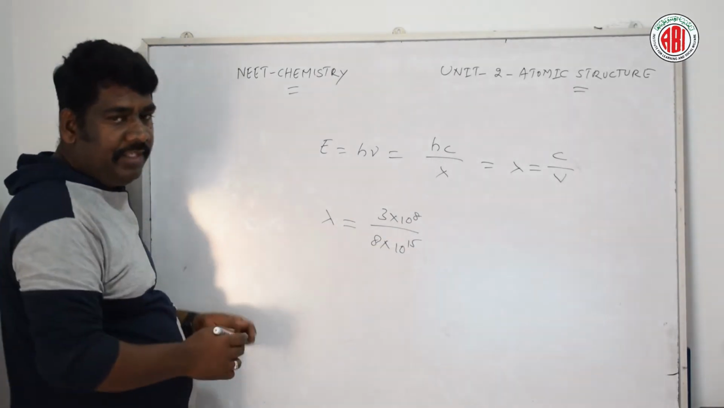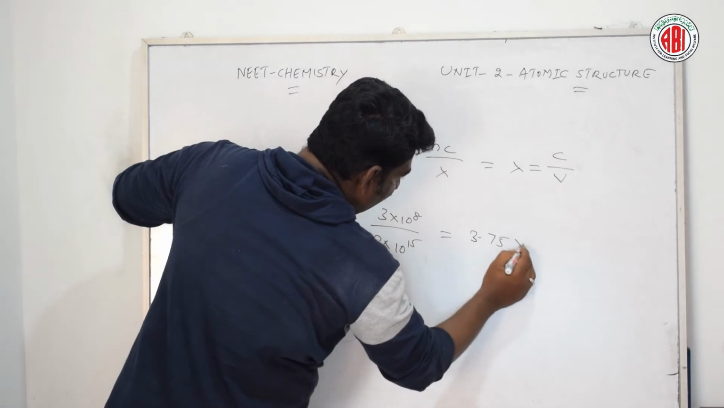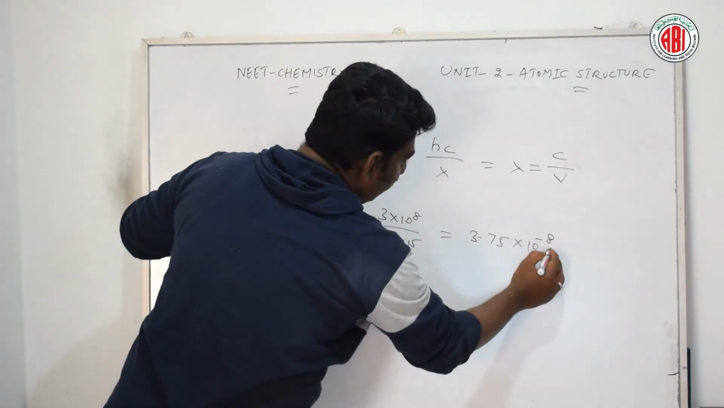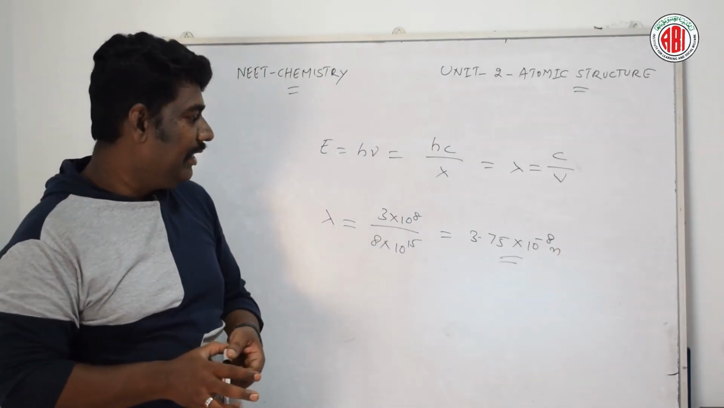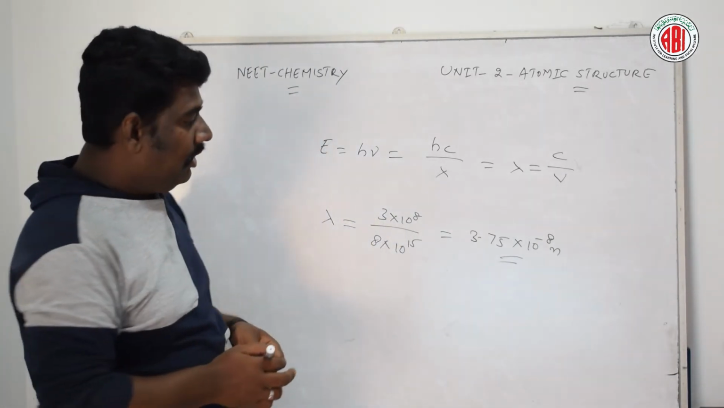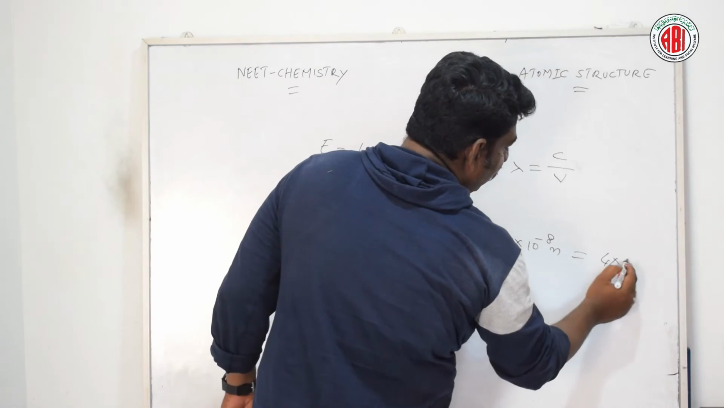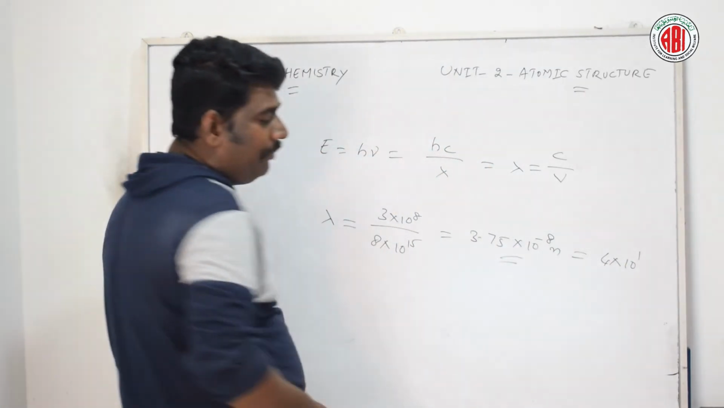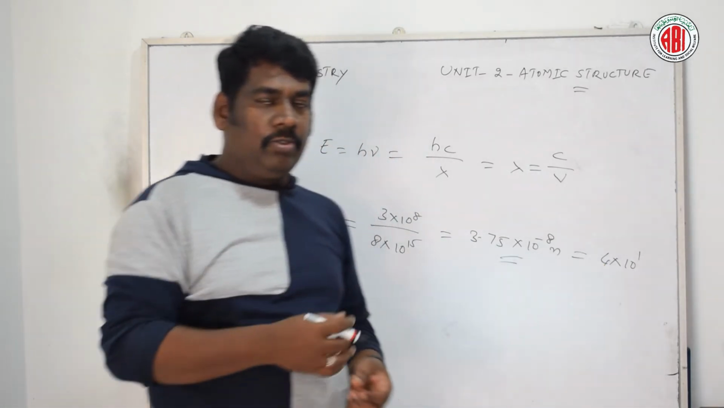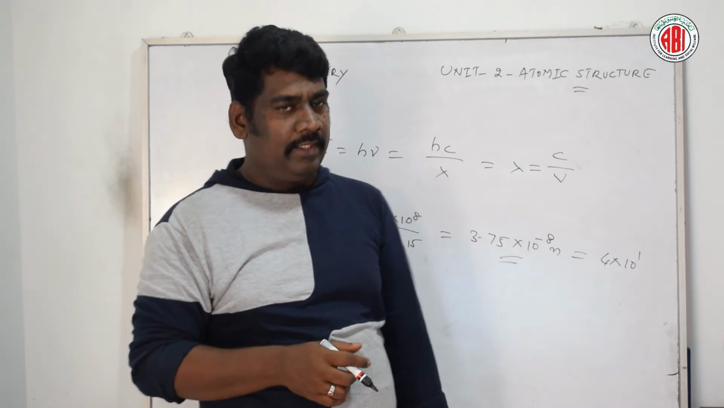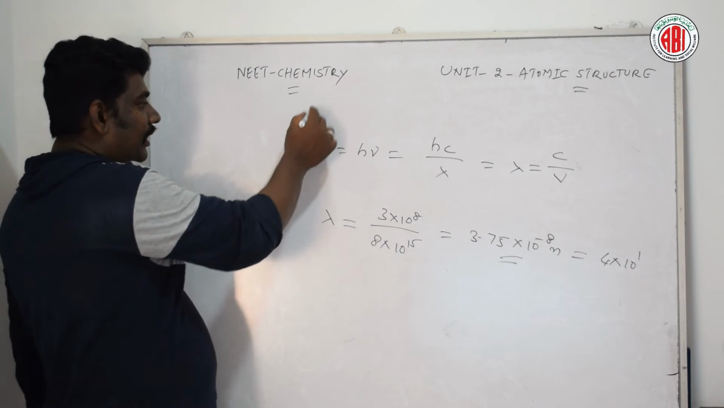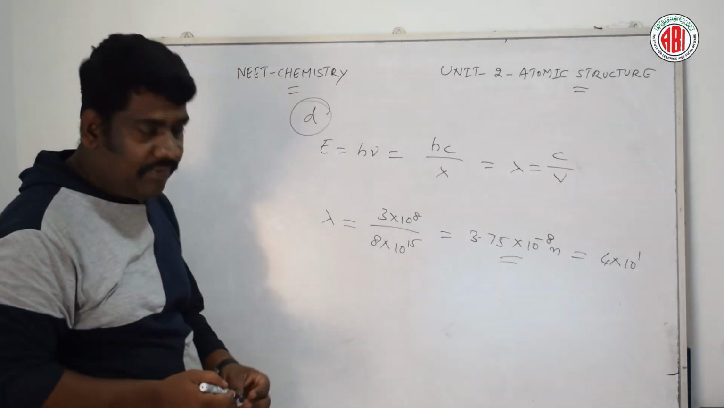Simplifying this, we get 3.75 into 10 to the power of minus 8 meter. In nanometer, this lambda value is closest to 4 into 10 to the power of 1 nanometer, since a nanometer is 10 to the power of minus 9 meter. So by this way we can solve this problem. According to this particular question, option D is the right answer. Now let us go for the next question.